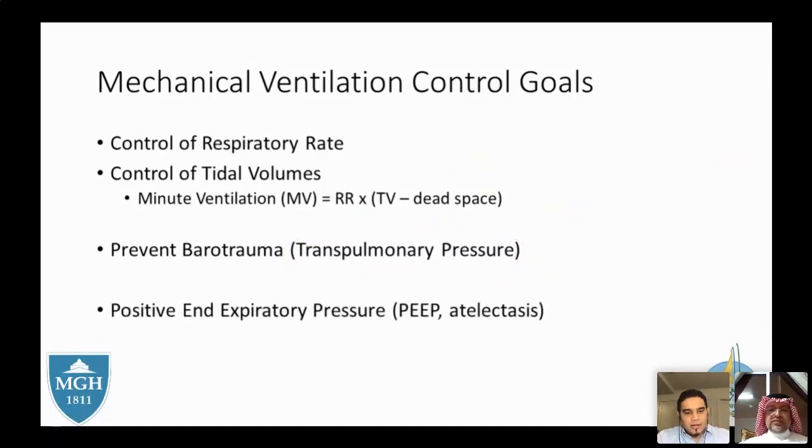Okay, and we're also going to be talking about the meaning of positive end-expiratory pressure, the main reason for which is to prevent atelectasis at the end of exhalation.